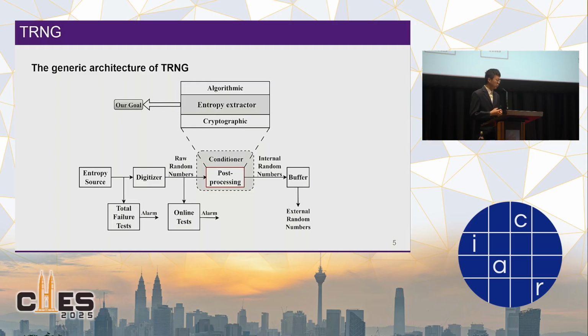We also have cryptographic post-processing with computational security, but it is more complex. There is another type of post-processing named entropy extractor, which falls between the first 2 types, which is also our focus. It is more complex than algorithmic post-processing, but it is still more straightforward than cryptographic methods.